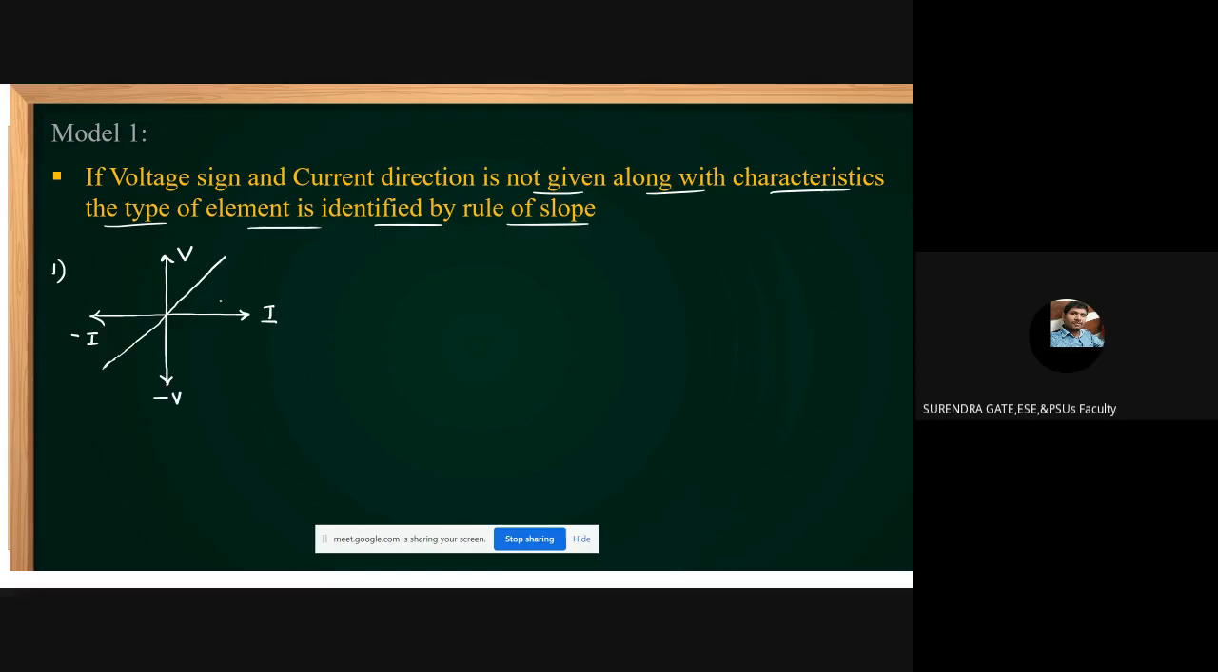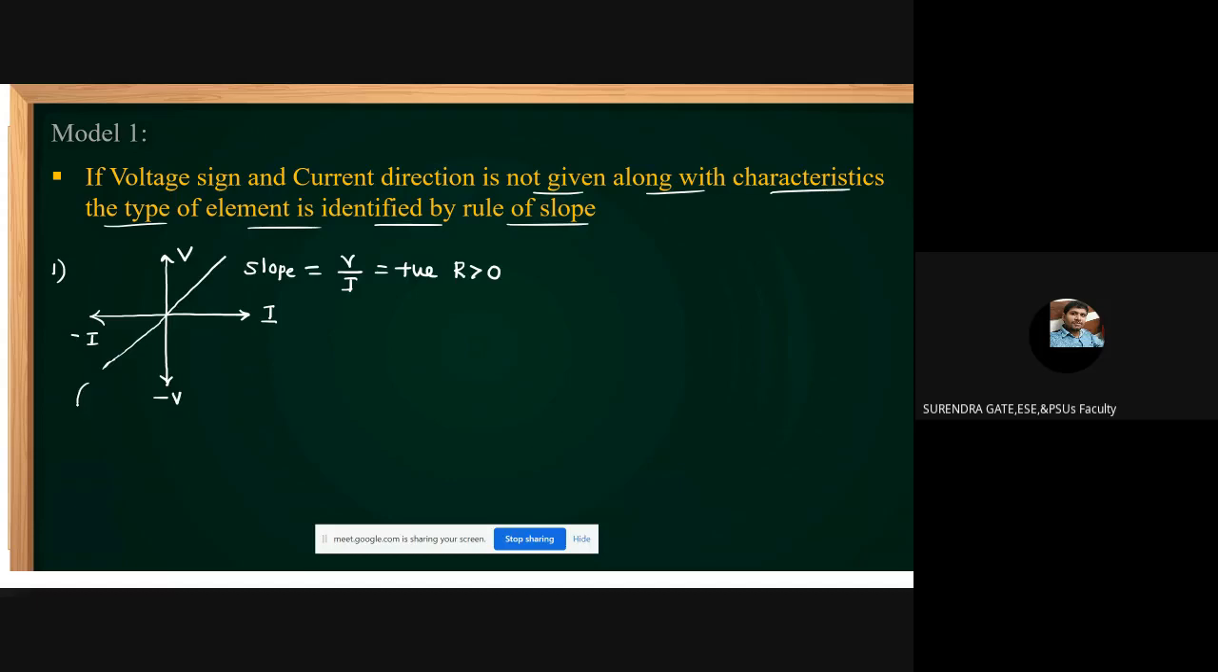See, here there is no circuit and they haven't given any current directions, all this. They just gave the characteristics, then apply the rule of slope. Students, what is the slope here? Here, what is the slope? That is V by I, this is positive, that is slope is positive, that is R is greater than 0.